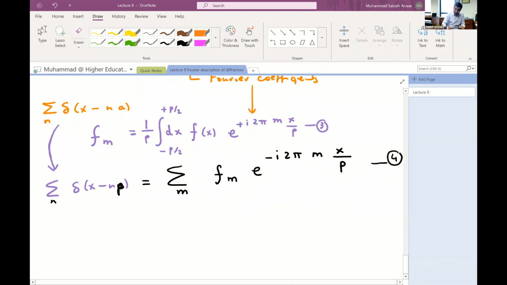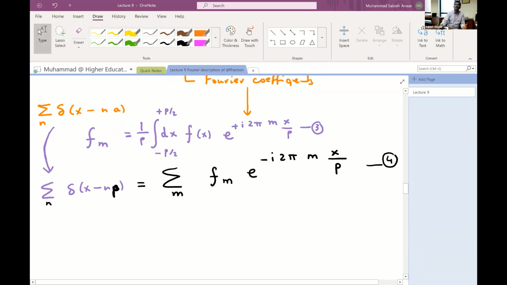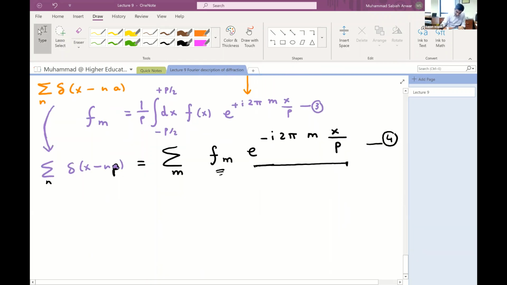Now, really, all Fourier expansions are the same because every one of them has this exponential term. The only difference is in the Fourier coefficients. The expansion only determines the Fourier coefficients. So if I were to find the Fourier coefficients f_m for the Dirac delta function, the f_m are equal to, using equation number 3, 1 over p times the integral from minus p by 2 to p by 2 of dx.